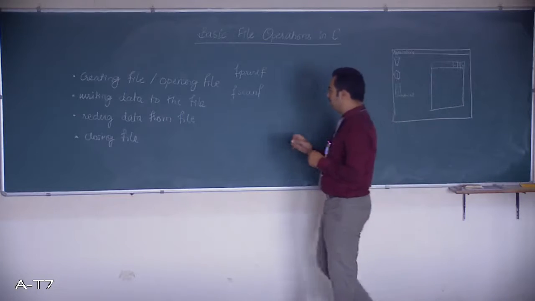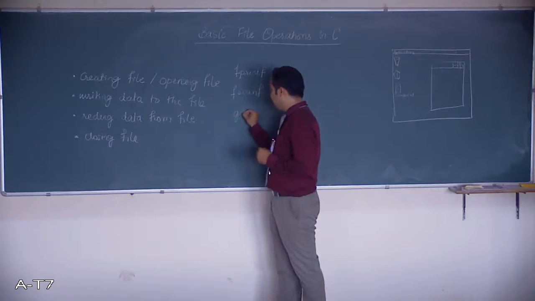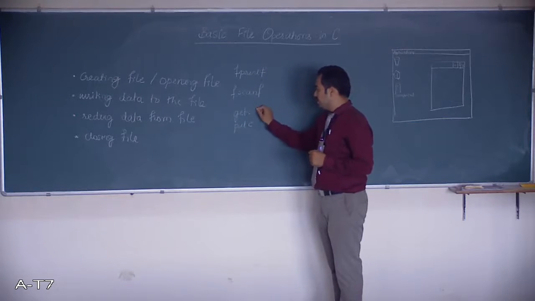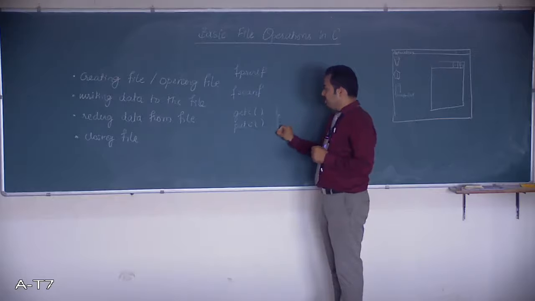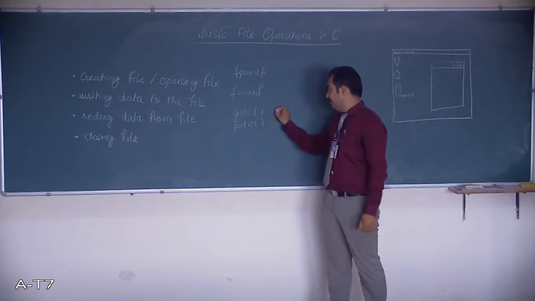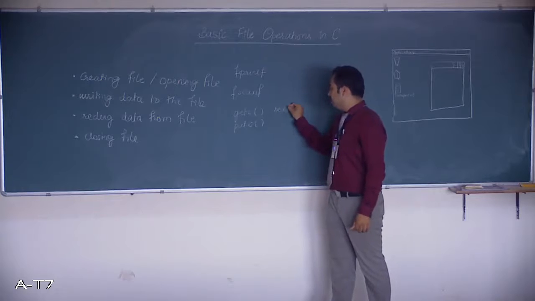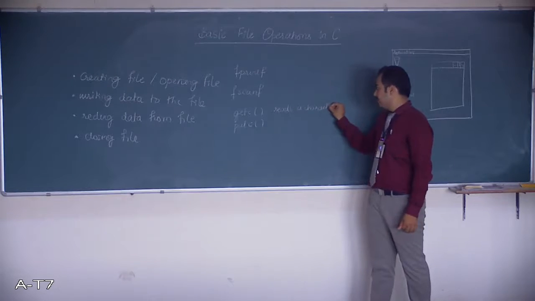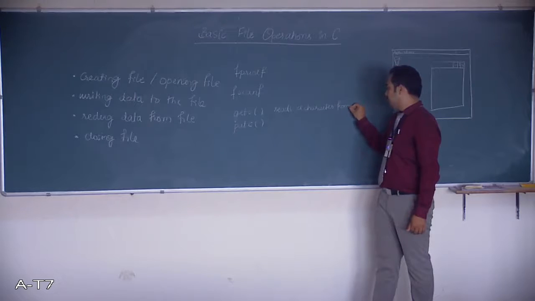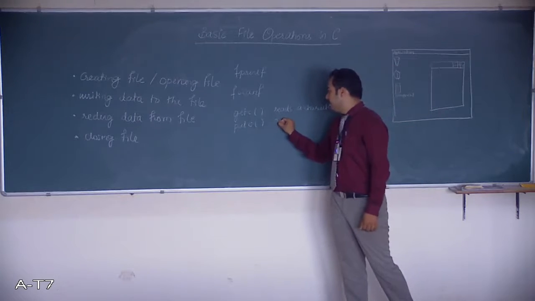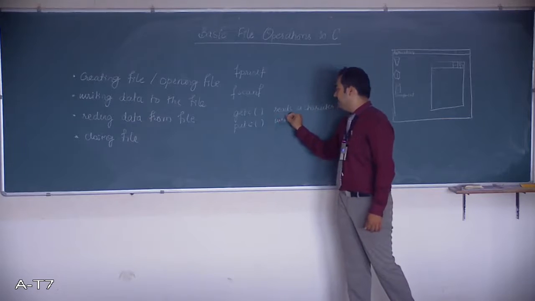We also have functions called getC and putC. Now these two functions are used to read and write. getC is used to read a character from the file. So this reads one character at a time, and putC writes one character to the file at a time.